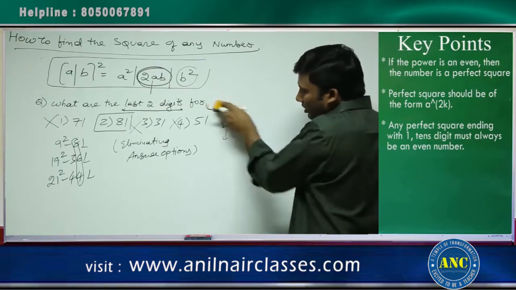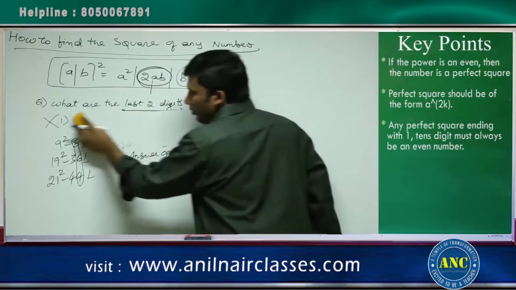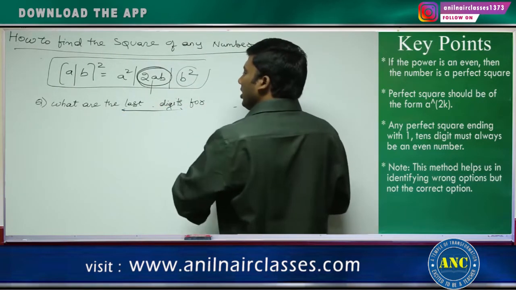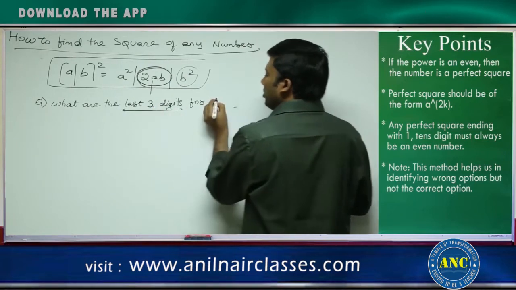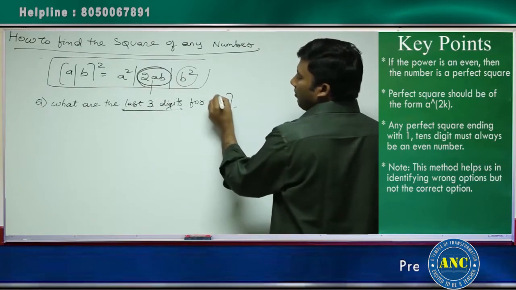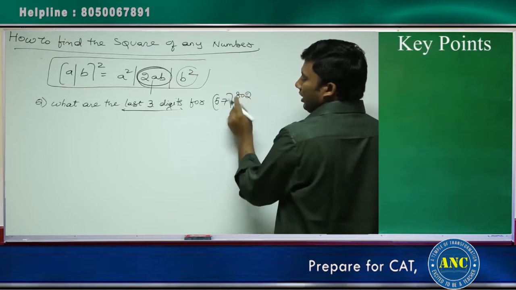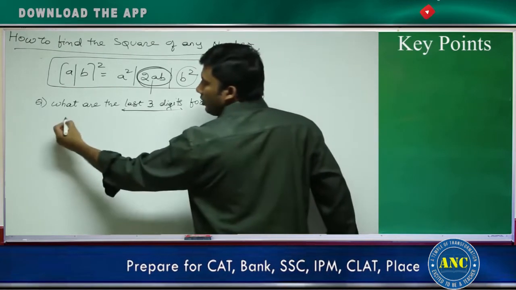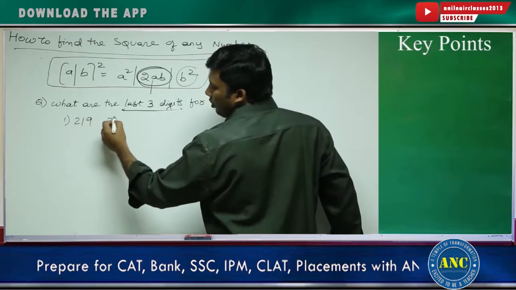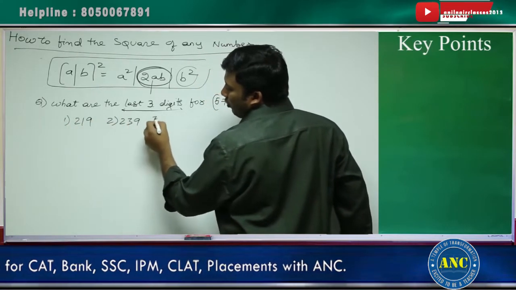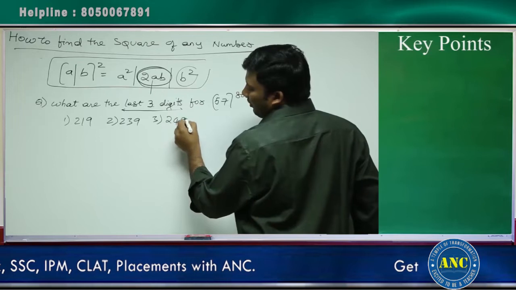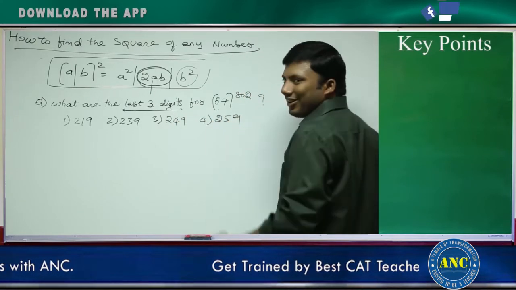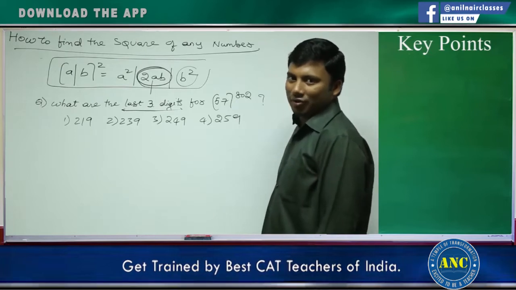Suppose one more example. Instead of last two digits, I will call this number last three digits for 57 power 802. 57 power 802. Options: 219, 239, 249, 259. I am sure some of the students have already solved this question before I completed the fourth option.